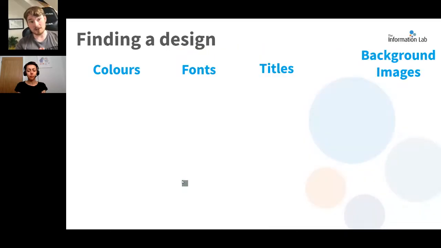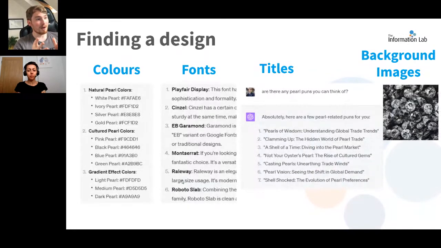But otherwise, with design, it's super helpful in terms of what it can pick out for you. So these are just excerpts of some of the prompts I had. For colors, I just asked it what good colors would work for pearls, and it gave me all of these hex codes. Similarly for fonts, I wanted a nice title case font that I will use in that visualization that will stand out and be easy to read. So all of these. And then the titles.